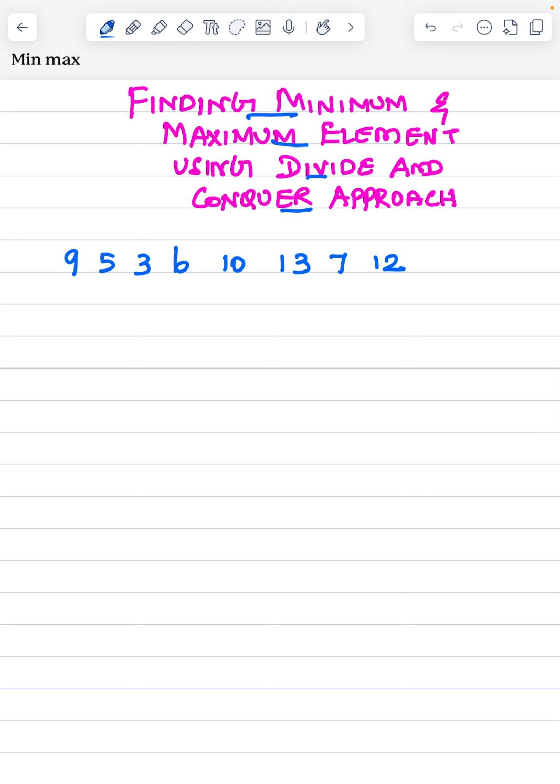Before we get into that, we need to know what the divide and conquer approach is. We all know, right? Divide and conquer is nothing but dividing the elements into two halves, and you keep dividing until you reach the unit instance. So this is the smallest subproblem. n equals 1 is the smallest subproblem of the divide and conquer approach for finding the minimum and maximum element.